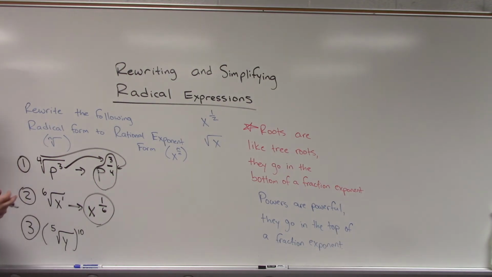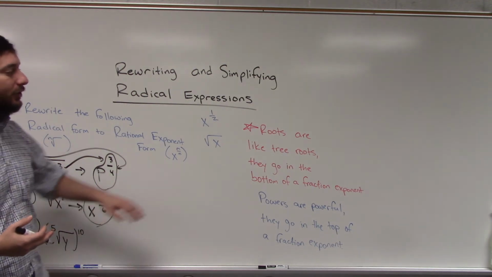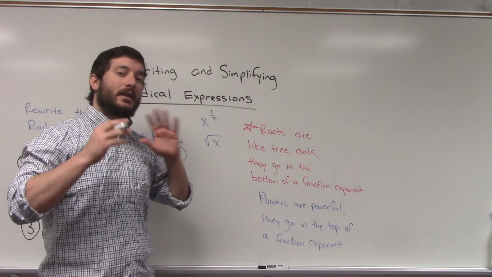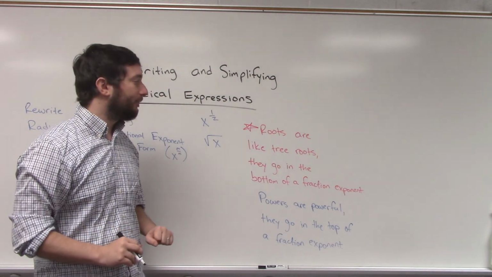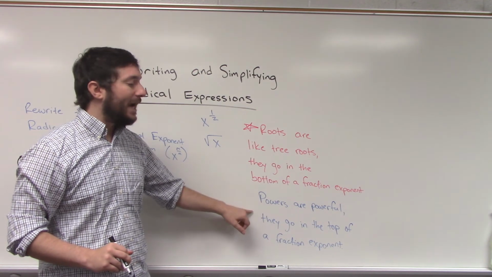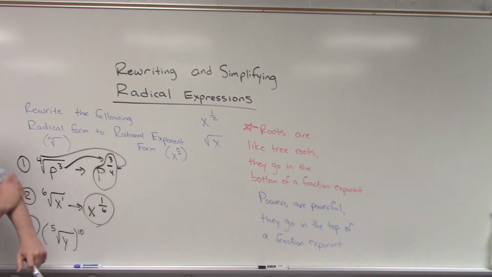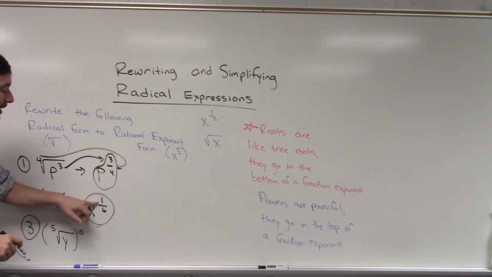And the rule here basically that I think is helpful to students is that roots are like tree roots. They always come out from the bottom of the tree. They always go on the bottom of a fraction. That's where roots go. Powers, being powerful, are always on top. They're always in the top of a fraction in your exponent.